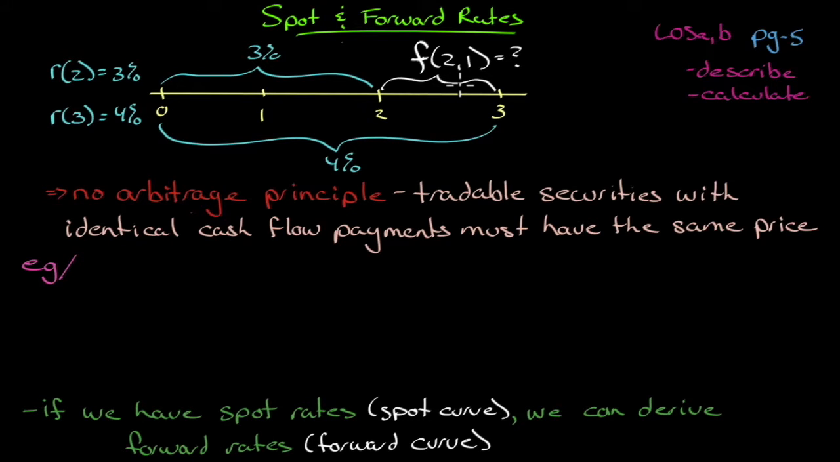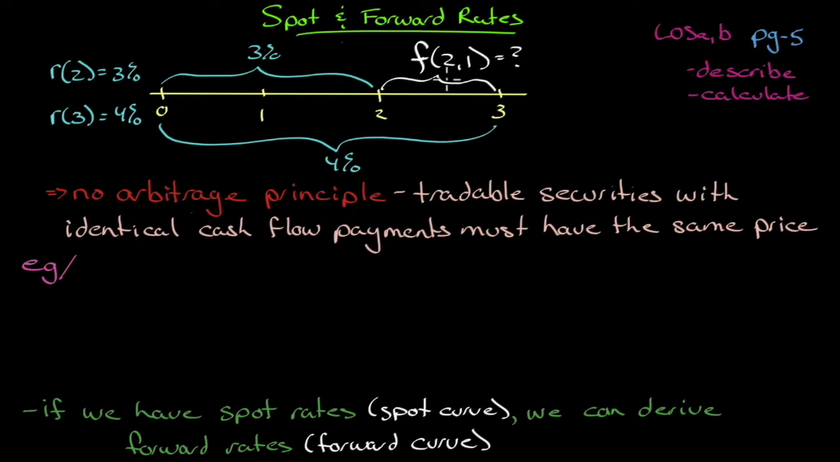Let's say we can observe 2 spot rates. We observe the 2-year spot rate, which is 3%, and we observe the 3-year spot rate, which is 4%. Remember, these are expressed annually, right? So that's not 3% over the 2 years, it's 3% per year for 2 years. So we have a 3% and a 4%. To figure out this one, we just have to invoke the no arbitrage principle. And what this says is that tradable securities with identical cash flow payments must have the same price.